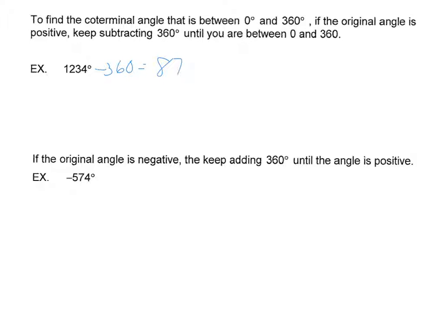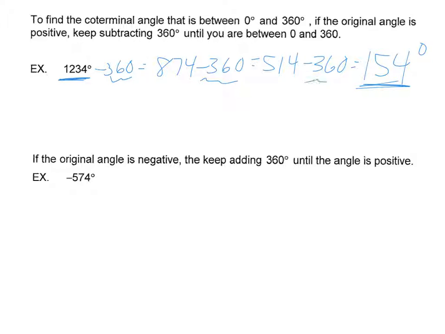That gives me 874. Keep going, do it again. That gives me 514. One more time, subtracting 360, and I'm at 154. So now I'm in between 0 and 360, so 154 degrees is the same place on the circle as 1,234 degrees. It's just the angle that's between 0 and 360. And of course, you don't need to keep writing down minus 360 and the result every time. You would just quickly do that in your calculator until you get the result you want.